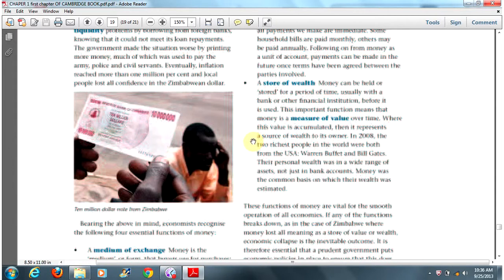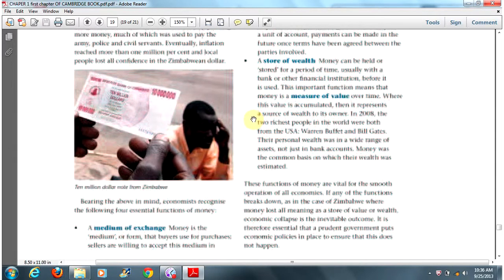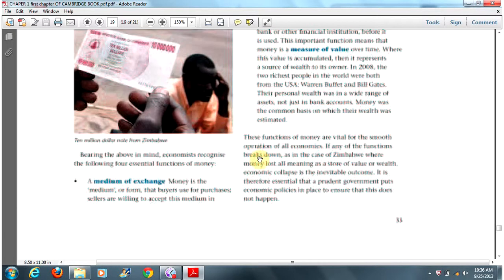The functions of money are vital for the smooth operation of all economies. If any of the functions break down, as in the case of Zimbabwe, where money lost all meaning as a store of value or wealth, economic collapse is an inevitable outcome. It is therefore essential that a prudent government puts economic policies in place to ensure that this does not happen.